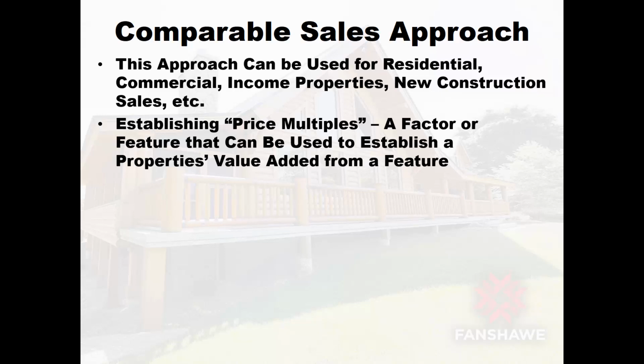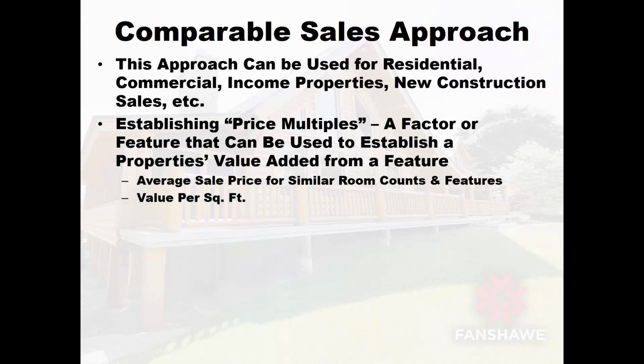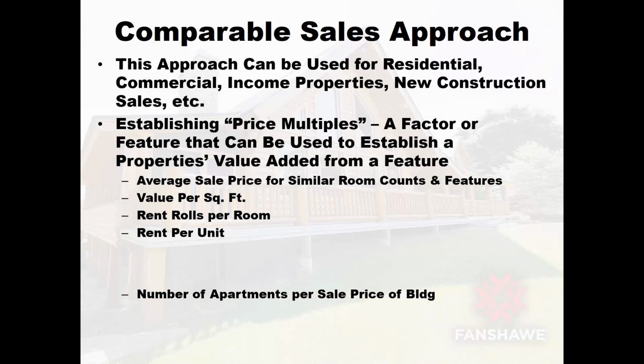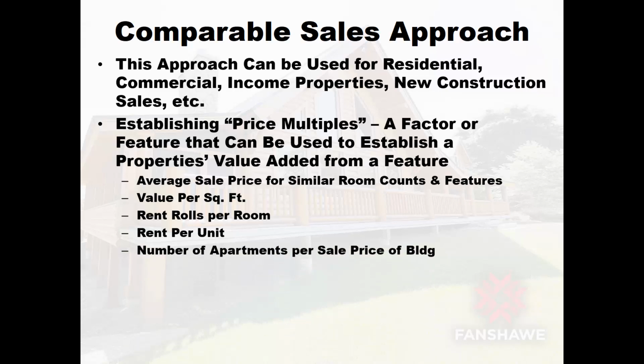And I'm going to give you more examples here. This is kind of part of them. But yeah, value per square foot, average price per similar room counts and features, rent rolls per room. So if you're doing an income property or it's commercial, like rent per room type of thing, and then how does that factor into the price? Rent per unit, number of apartments per sale of a building.